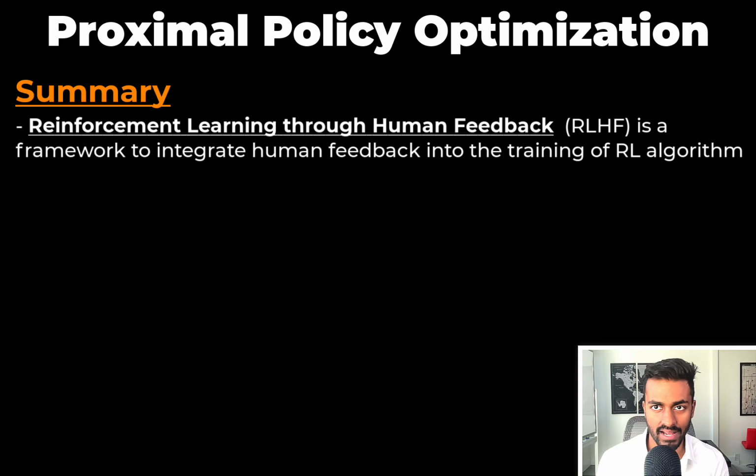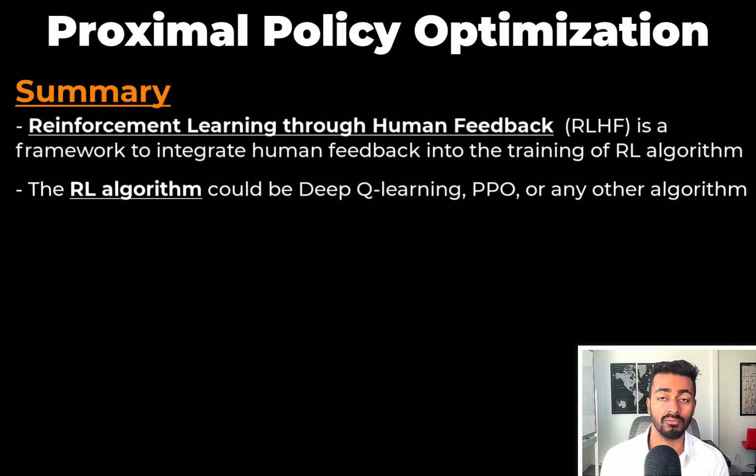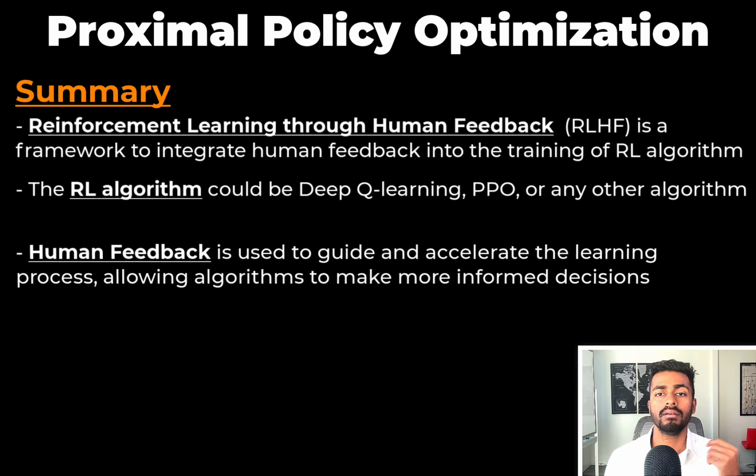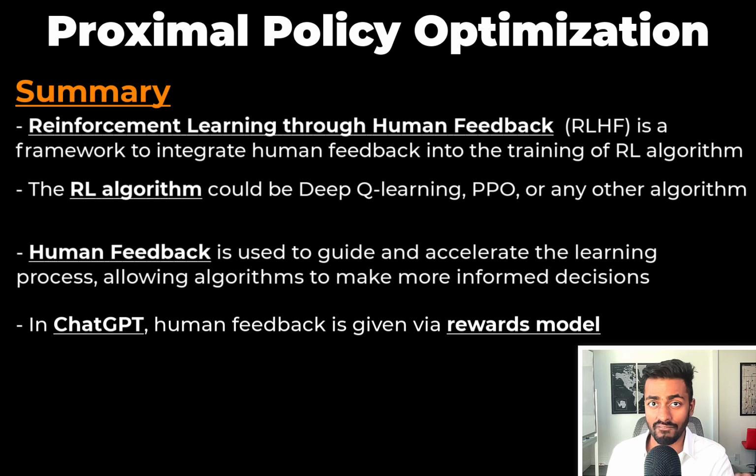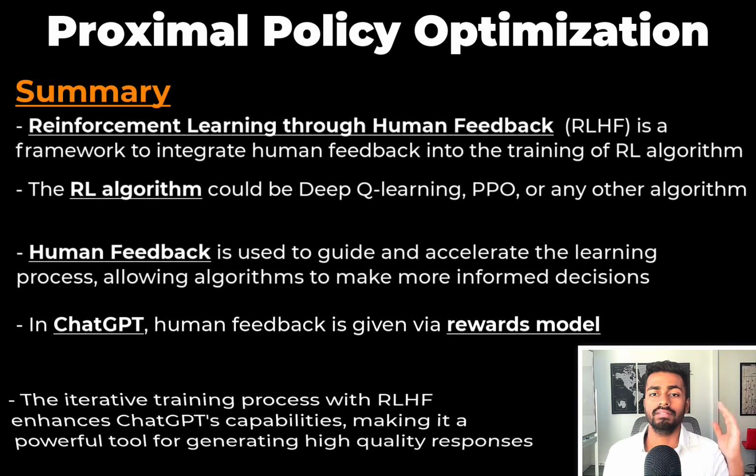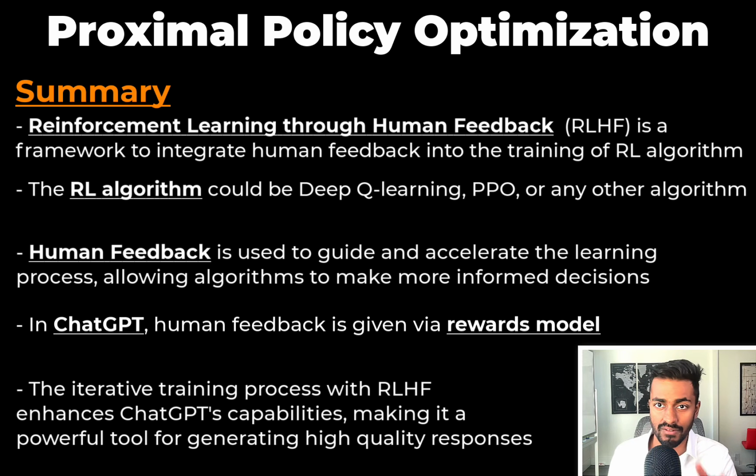Reinforcement learning through human feedback is a framework that integrates human feedback into the training process of a reinforcement learning algorithm. Now, the reinforcement learning algorithm in question could be DQ learning, proximal policy optimization, or any other algorithm. Human feedback is used to guide and accelerate the learning process, allowing the algorithm to make more informed decisions. And in ChatGPT, human feedback is given via the rewards model. The iterative training process with reinforcement learning through human feedback enhances ChatGPT's capabilities, making it a powerful tool for generating high-quality responses.